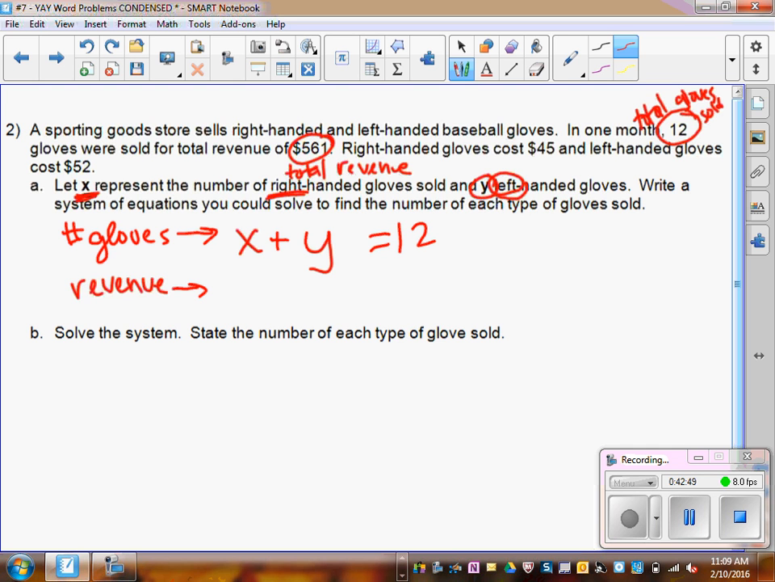All right, now our revenue. So our total revenue was 561. All right, so how are we going to figure out our left side equation? Our total revenue is the amount of money we got for my left gloves and the amount of money I got for my right gloves. Well, what equation can I set up to figure out how much money I got for my right gloves? My right gloves are X, right? What can I do here to have this represent the amount of money I made?